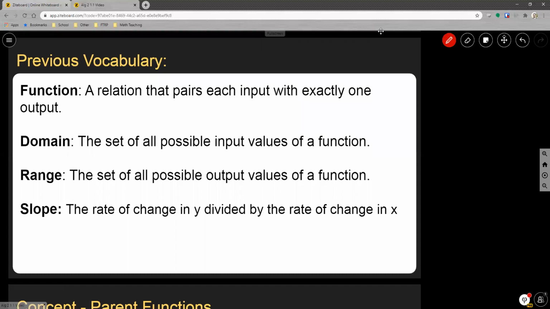So our first one is a function. A function is one of the most important concepts of all of Algebra 1 and Algebra 2, and you'll be using the concept of a function as you go into trigonometry and calculus and beyond as well. And a function is basically just a relation that pairs each input. So by input in this case, I mean an x value with exactly one output. And our outputs in this case are y values.